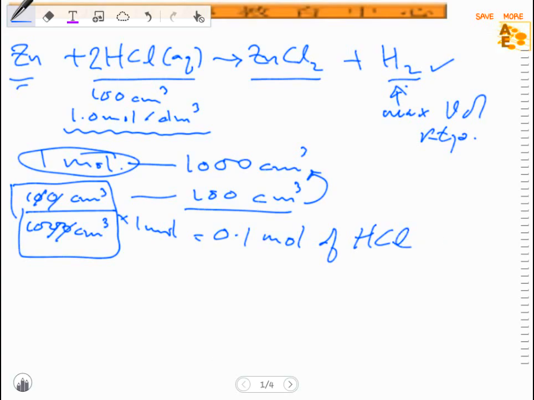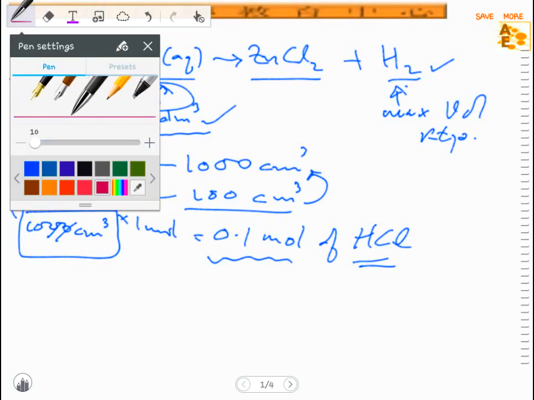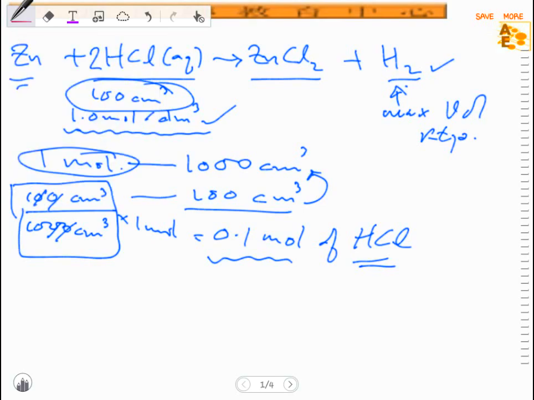That means in this chemical equation, in this experiment, we use 1 mole per cubic decimeter of hydrochloric acid, and we only use 100 cubic cm. That's quite a lot actually. We're going to use 0.1 mole of that particular acid in your lab. Let me change the ink so you can see better.